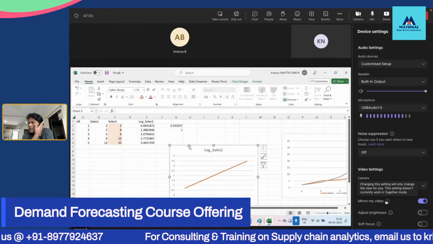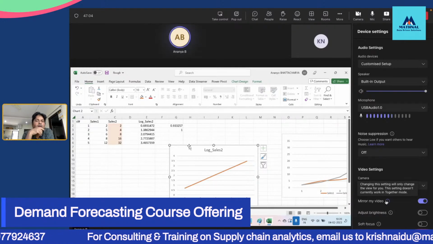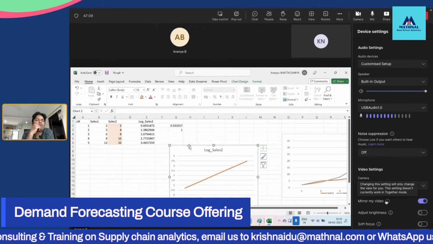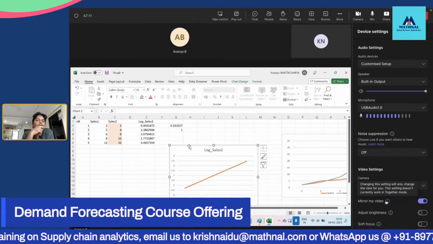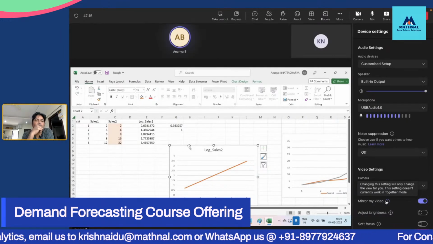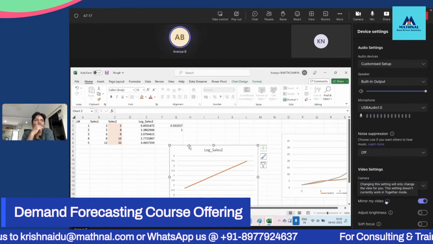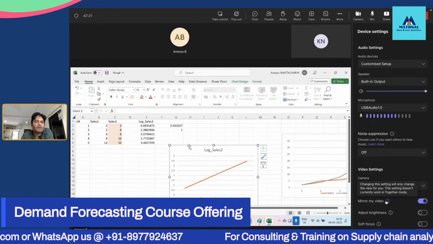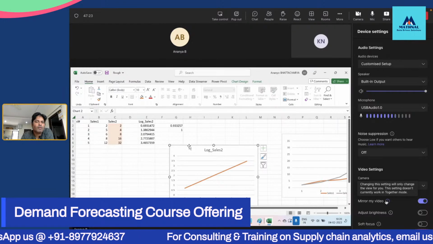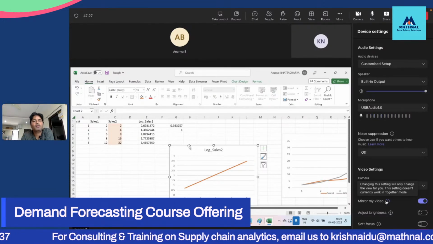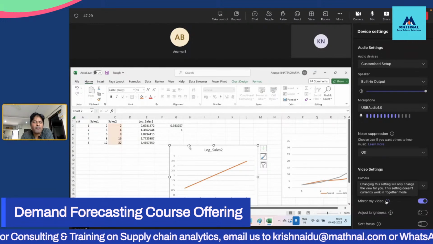Okay, before that, let's do one thing. Let's do the forecasting for log sales. We'll apply the multiplicative double exponential model for sales and additive double exponential for log sales.